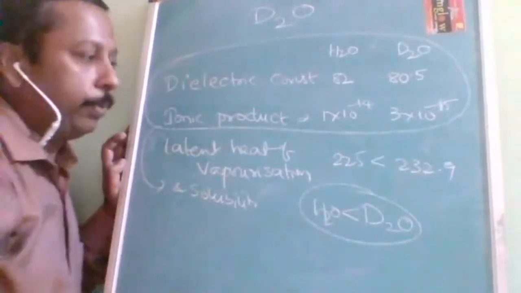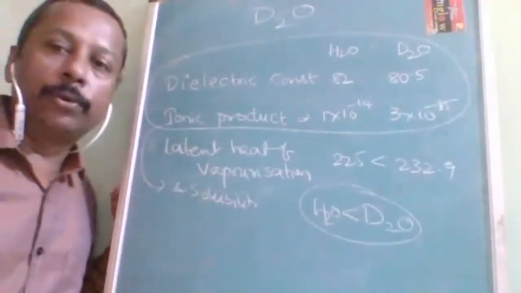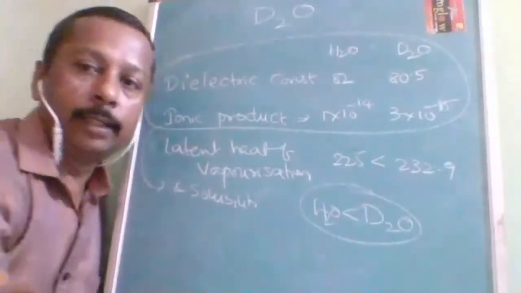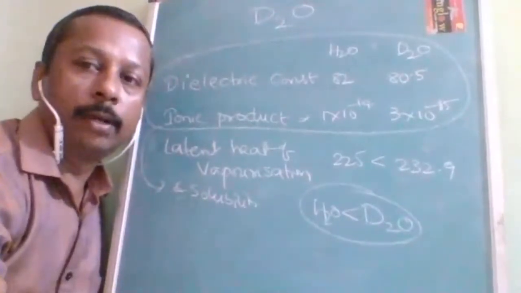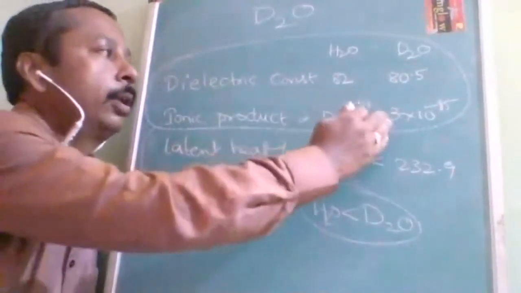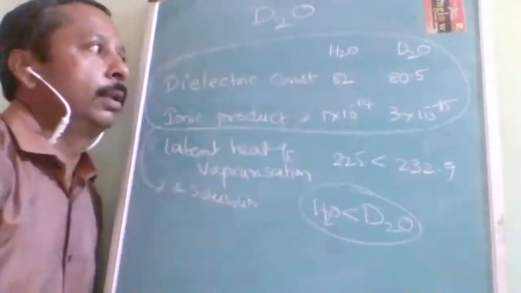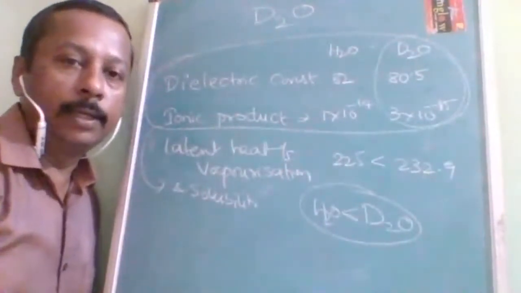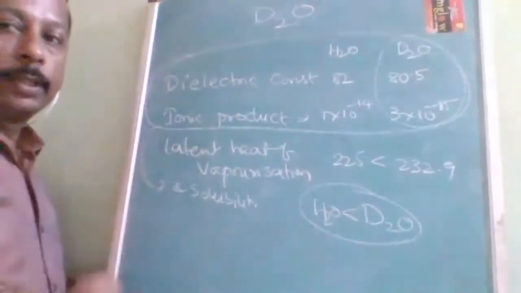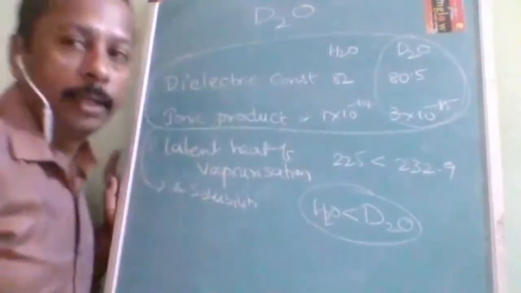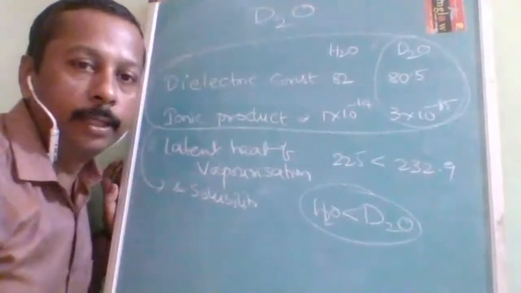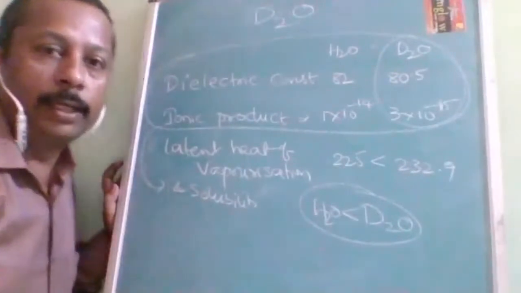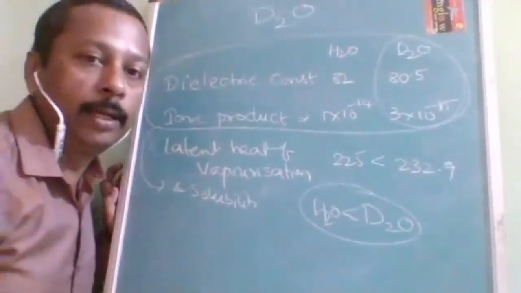So because of these two properties, only D2O is less than H2O. Rest all properties of D2O will be higher. Only these two properties. Sometimes in the Advanced exam they do not ask directly about it, but say that the dielectric constant is responsible for solubility. When the dielectric constant is more, the solubility in that solvent will increase.